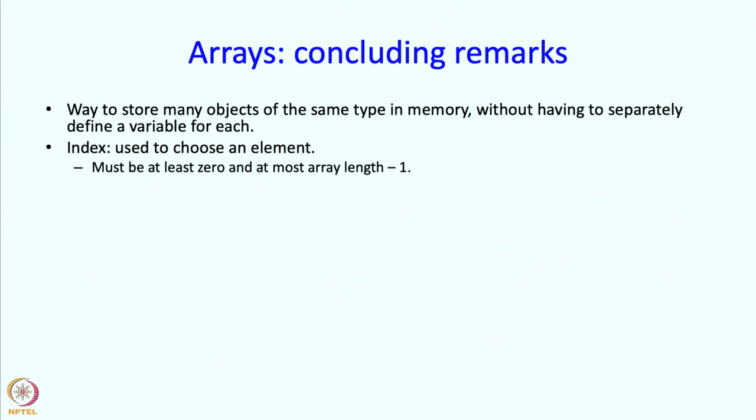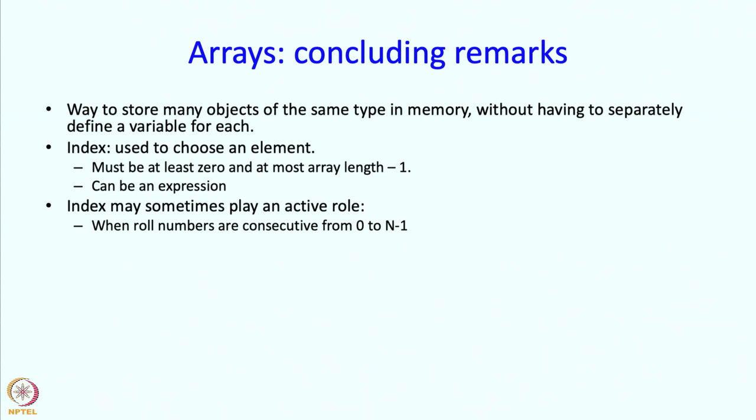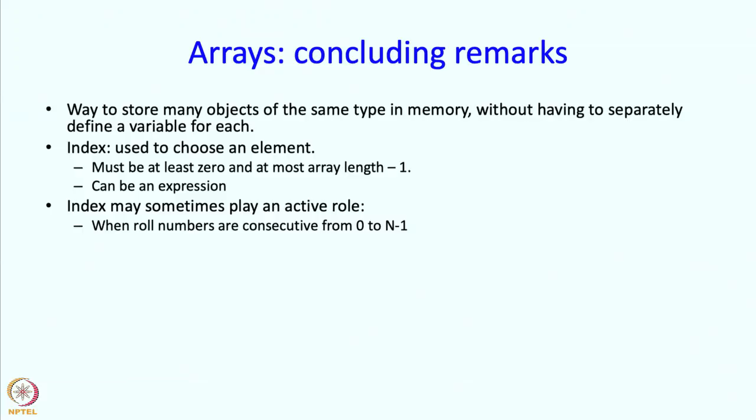moment, okay. And the index must be between 0 and the length minus 1, or the size of the array minus 1. And it can be an expression. And index may sometimes play an active role, okay, in the sense that when the roll numbers are consecutive from 0 to n minus 1, we do not need to store the roll numbers, okay. So the index or the position of the element is going to tell you what roll number it is. So we do not actually store the roll number, we do not actually store the index either, but we can refer to the index, we can say give me the ith element of this array, and that i is the index, and that is sort of implicitly present.